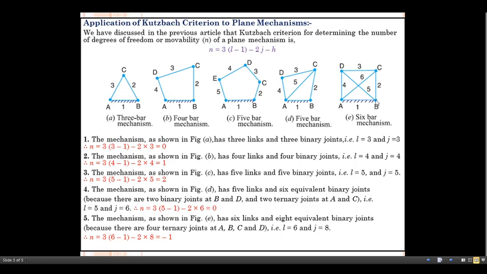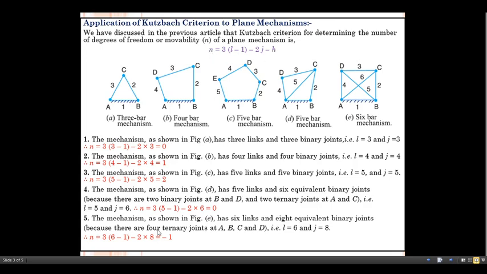So in this case, how many joints are there? 1, 2, 3, 4. And if you look towards these particular points, ternary joints are available. Just count the ternary joints: 1, 2, 3, 4. 4 ternary joints. So 4 multiplied by 2, automatically how many joints can we get here? Total number of joints is 8, and the number of links is 6. Now just substitute this data into this relation.